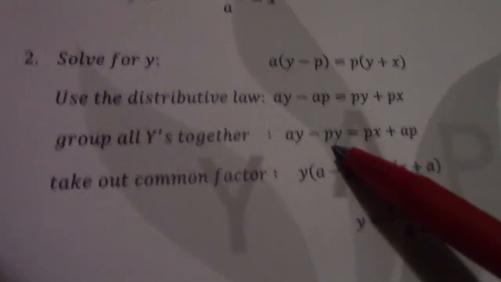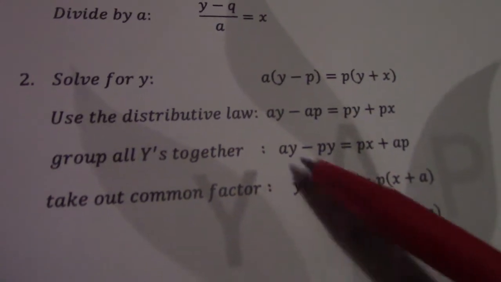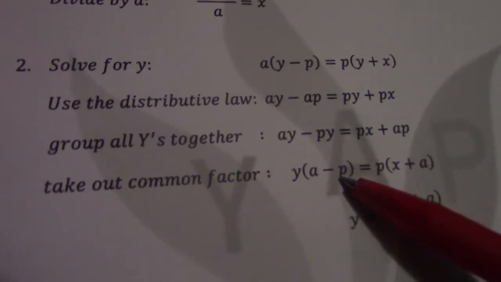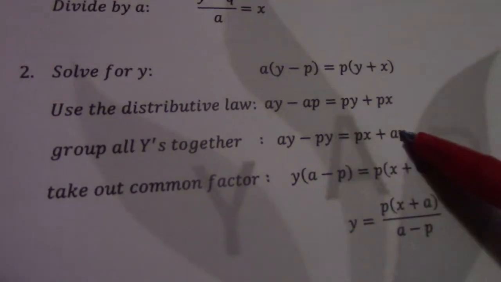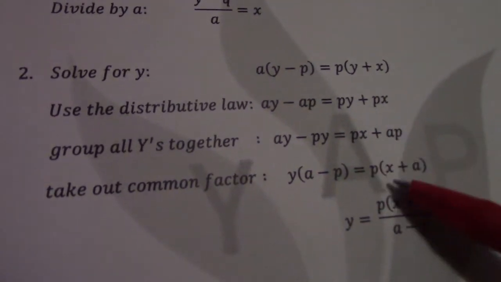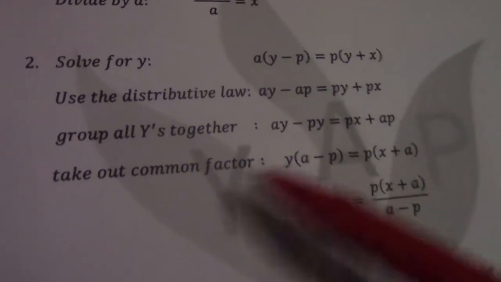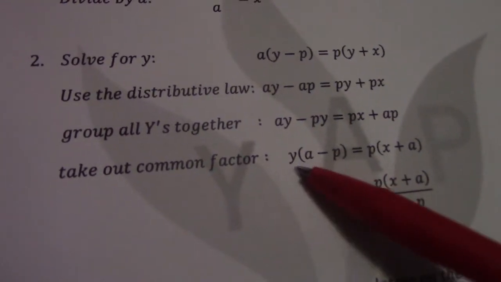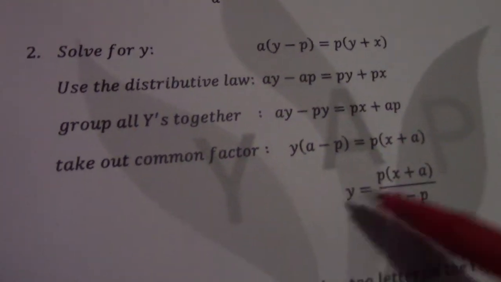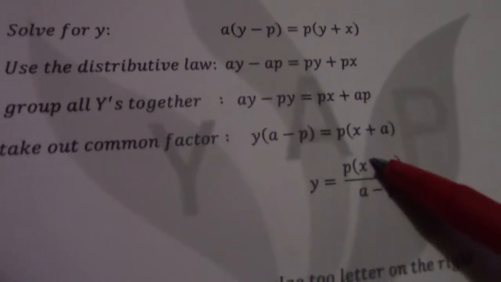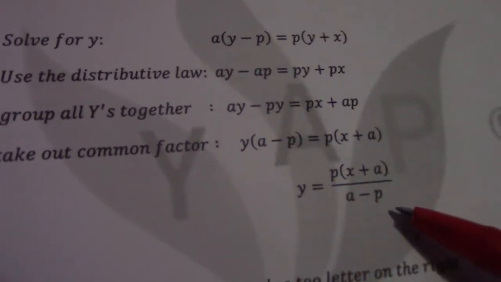Take out y as a common factor. I take out y as a common factor, I'm left with a minus p. And there I take out p as a common factor and I'm left with x plus a. Now we always divide. I want y on its own, so I divide by a minus p. And there's my answer, y equals p times (x plus a) over (a minus p).